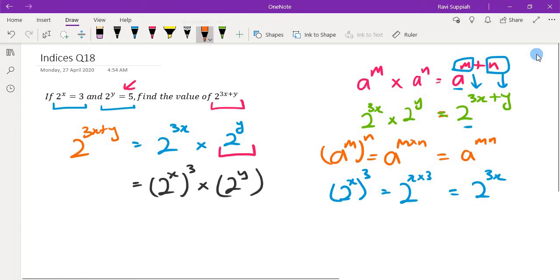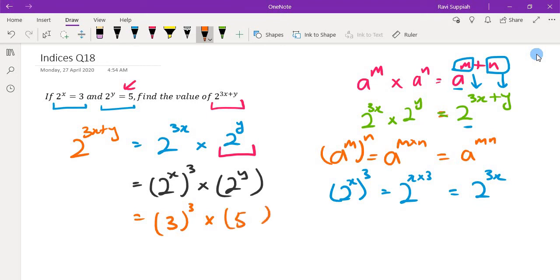Okay, now it's very clear that 2 to the power of x can be replaced with a value of 3, and 2 to the power of y can be represented with a value of 5. So as you can see, what we have done is we have moved our expression towards making it such that it is represented in terms of 2 to the power of x and 2 to the power of y.